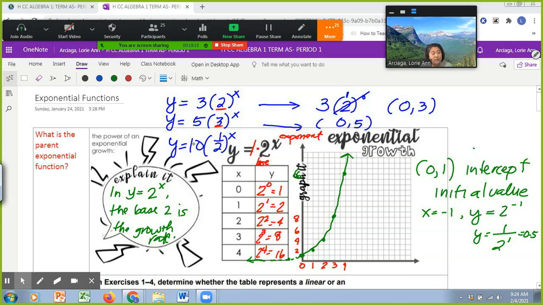So if the first value is 10, can you give me what the next value is? If this was 10 and the decay rate is 1/2, what will be the value of y when x is 1? So after 10, you half it, it's going to be 5.